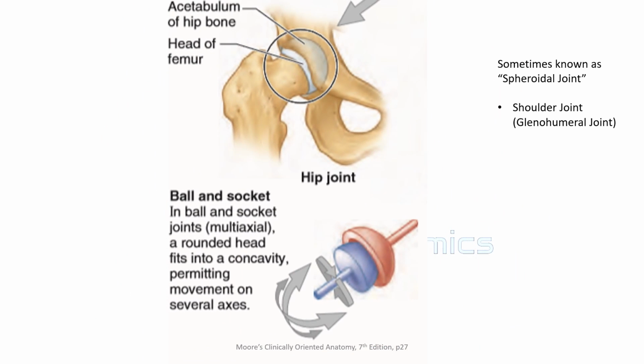Hip joint, shoulder joint, also known as the glenohumeral joint, are spheroidal joints. There's a cup-shaped socket, and there is a ball inside that socket, and it can move around all three axes, providing flexion, extension, adduction, abduction, and internal and external rotation.